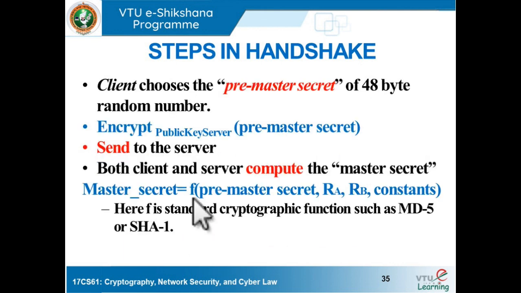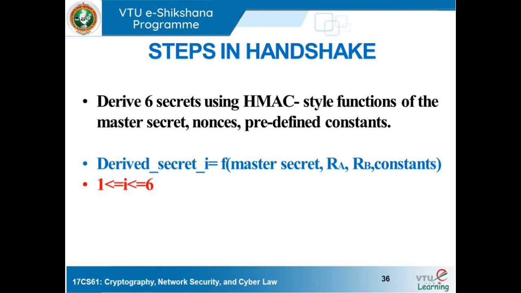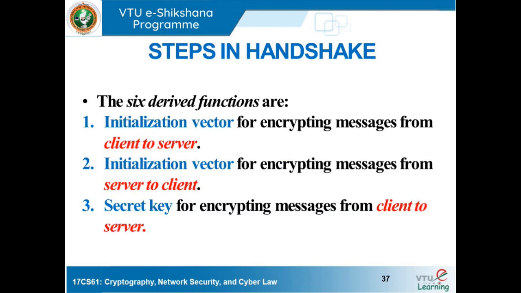Now let us see the previous slide. The master secret is a function of the pre-master secret, the nonces and the constants, whereas the derived secret is a function of the master secret, nonces and the constants. And the function that is applied in both cases is an HMAC style function. It could be SHA or MD5. Now there are 6 derived secrets. Let's see what these 6 derived secrets are. The 6 derived secrets or functions are: 1 is the initialization vector, which is used for encrypting messages from the client to the server.